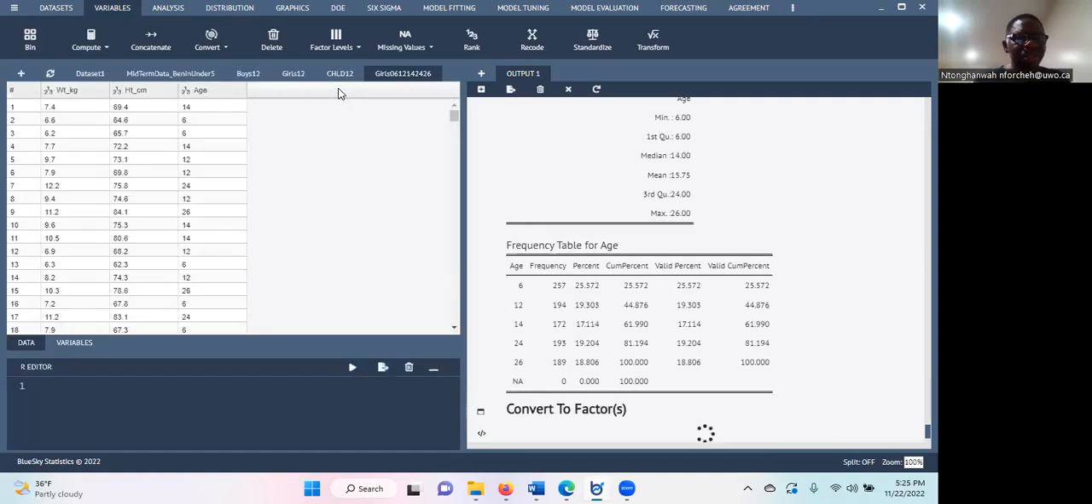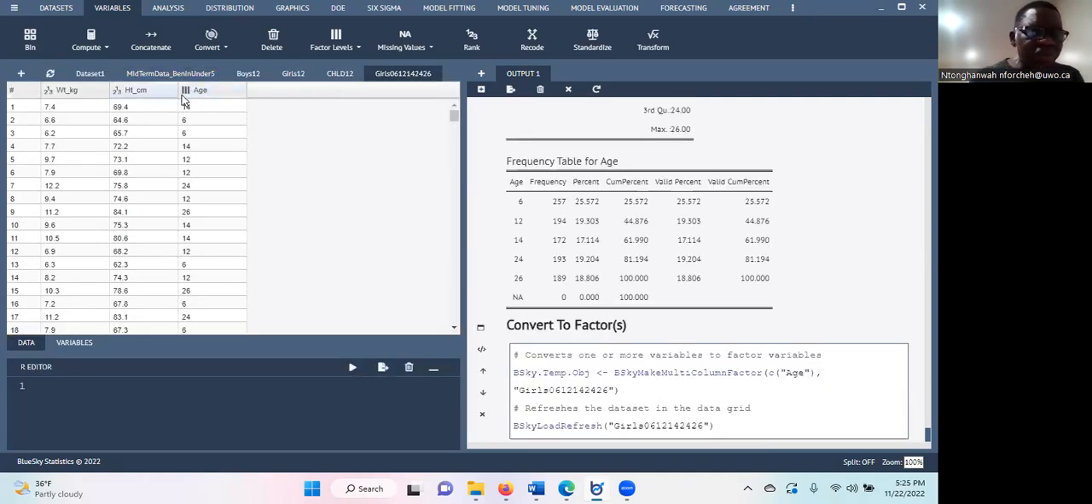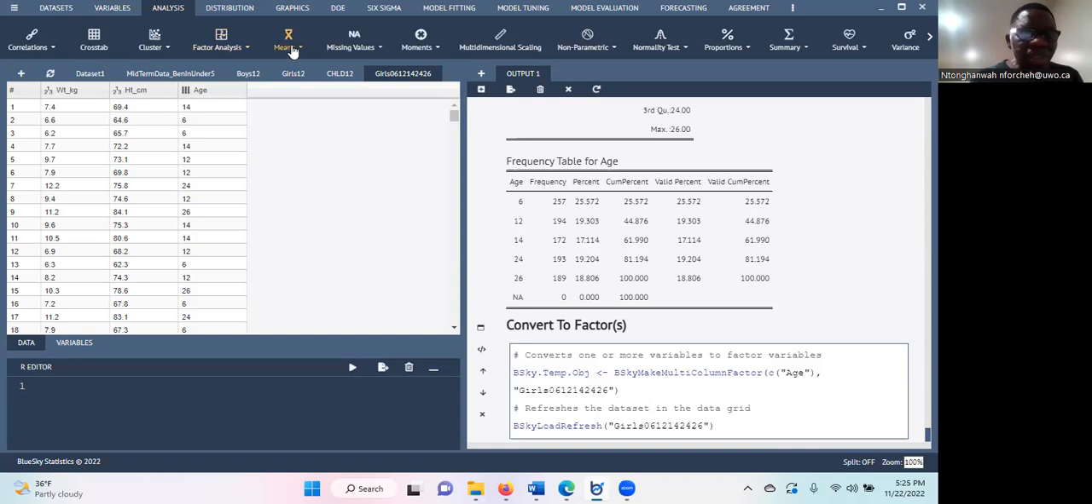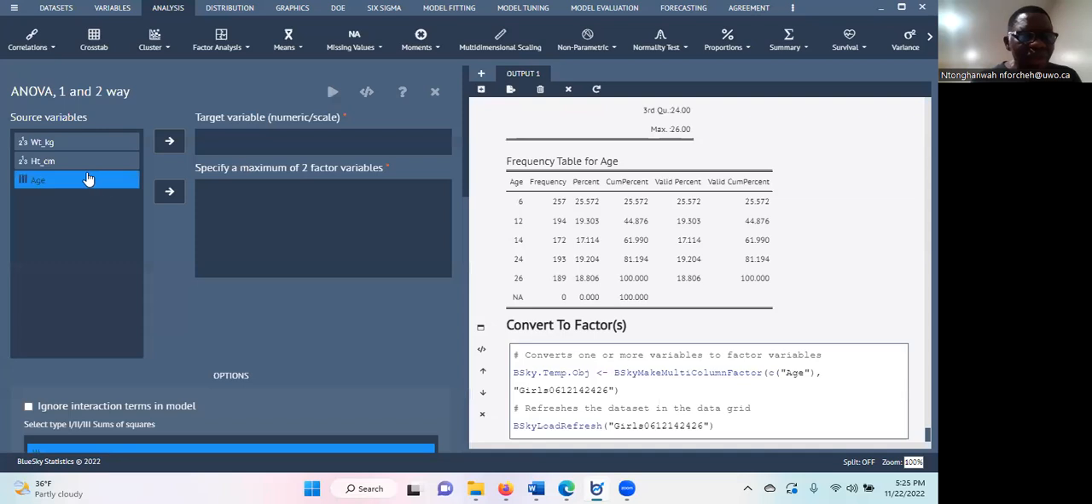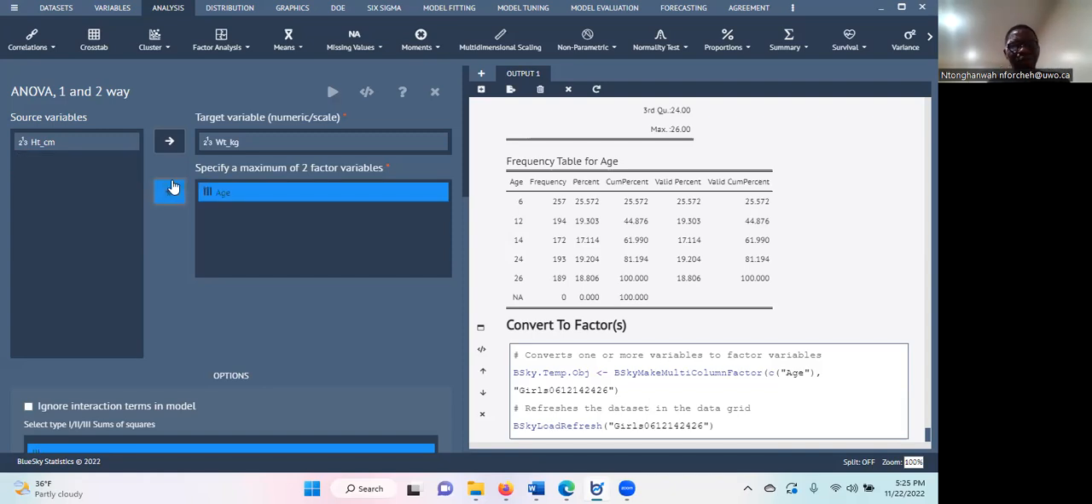So I do the conversion. Now we say it's converted to a factor. Now that it is a factor, we can then go back to analysis, means, one and two-way analysis. We are taking the weight and we're comparing the weight at different ages. Okay. So what is our expectation?